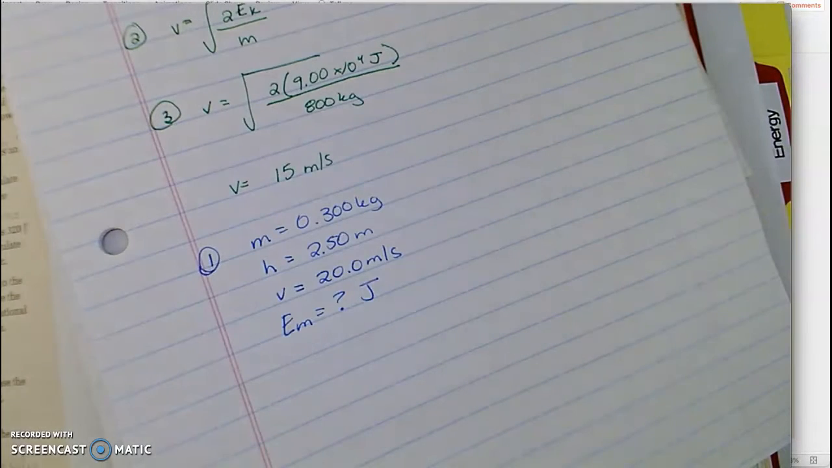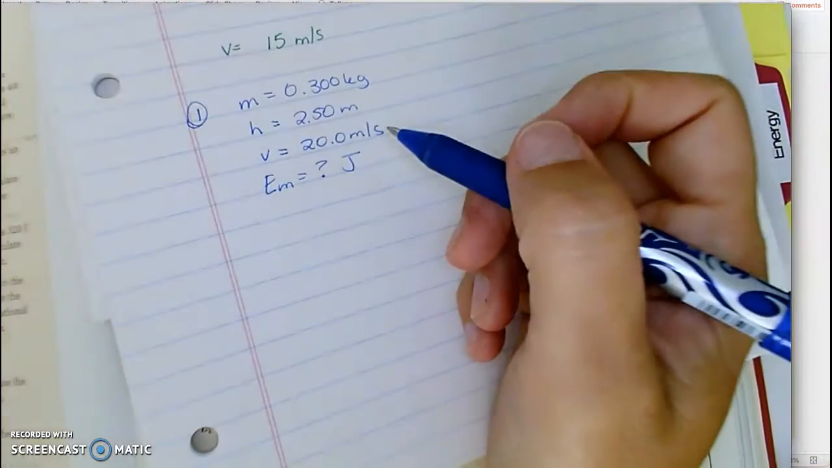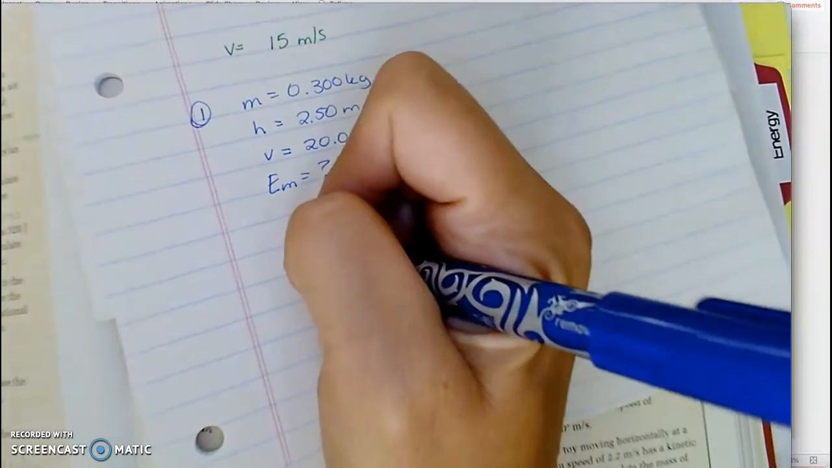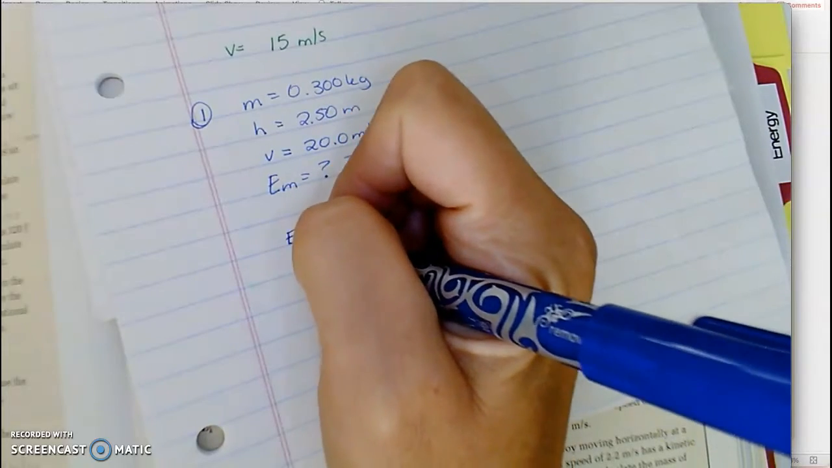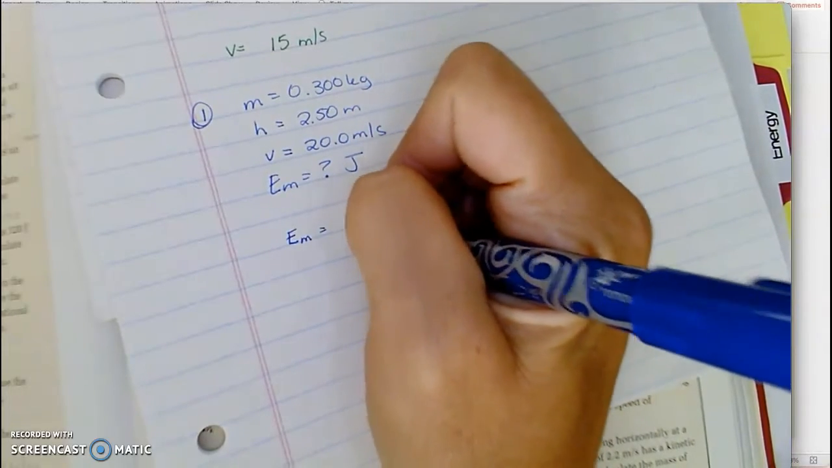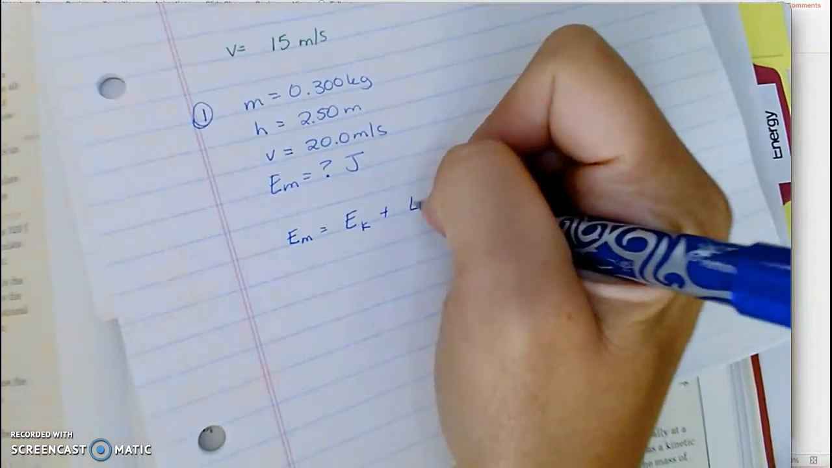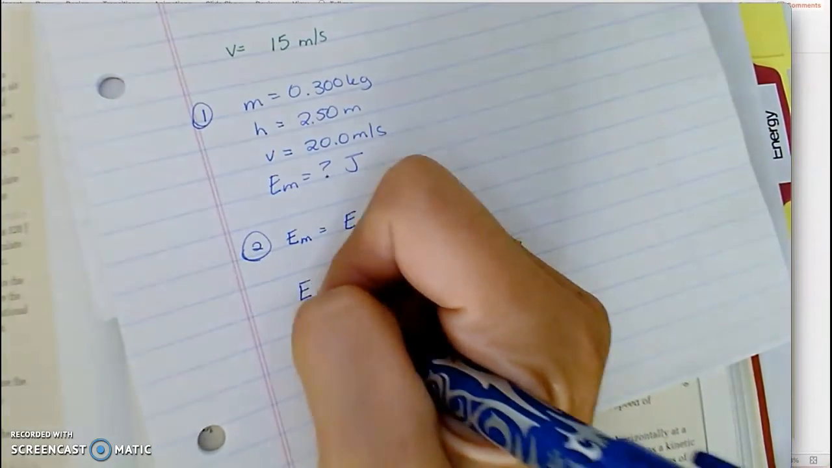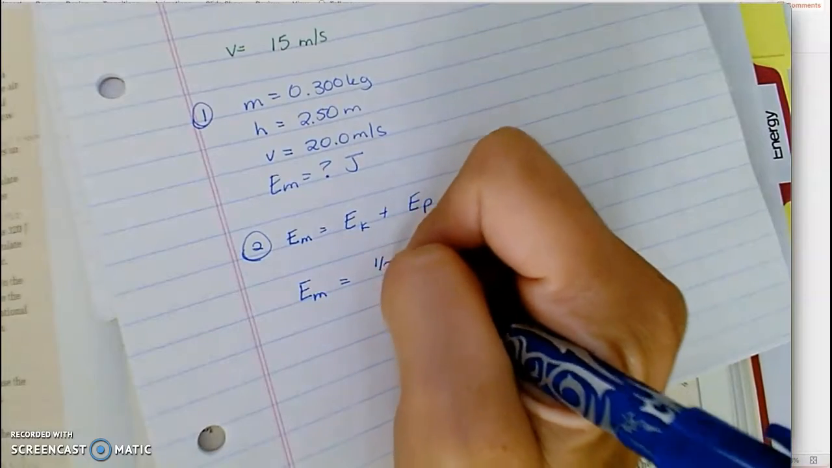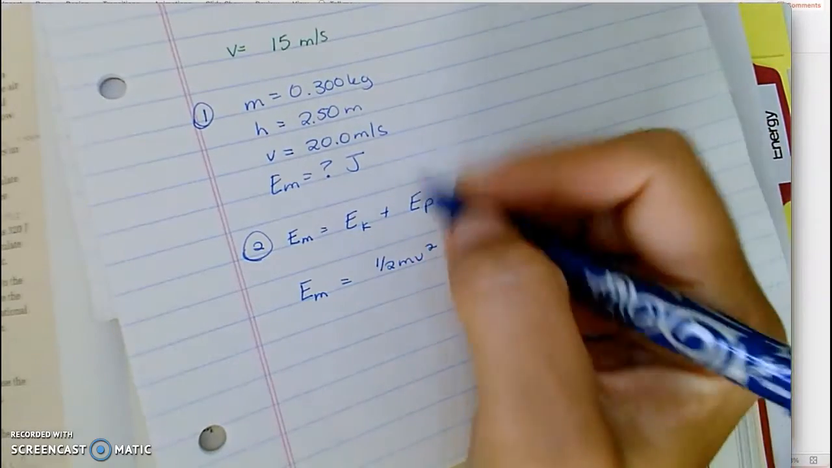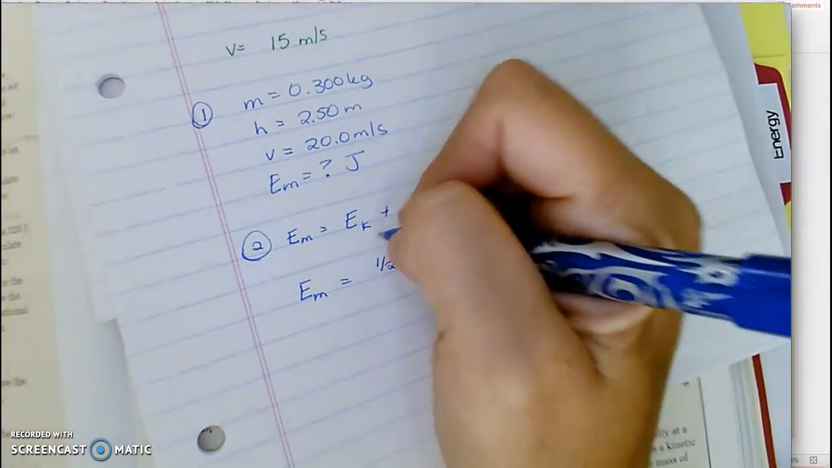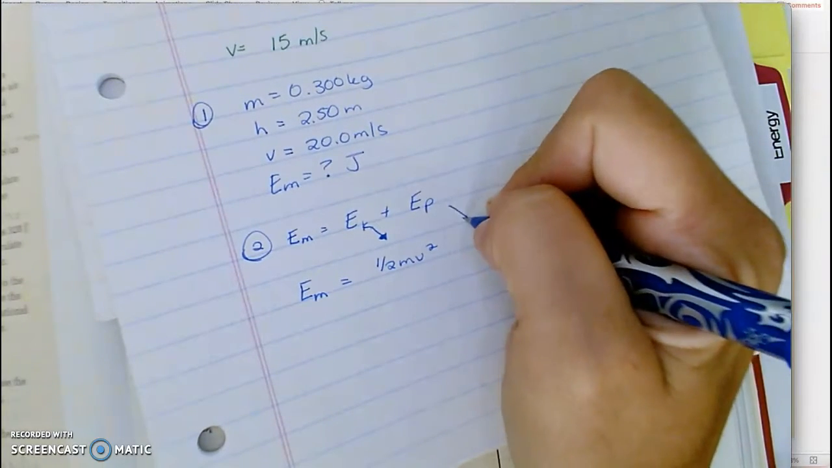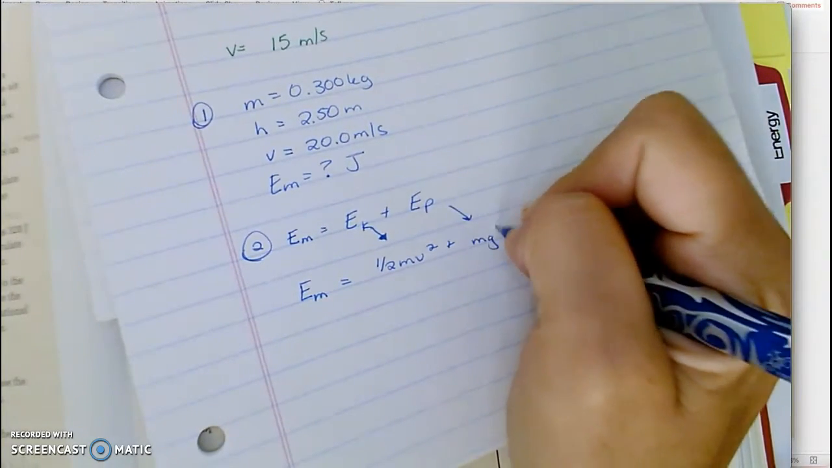Let's switch over here. We've listed our variables of what they gave us in the question. Let's put our formula, and let's put them together. You're thinking, where did this come from? How did this turn into this? Because EK is half mv squared, and EP is mgh.